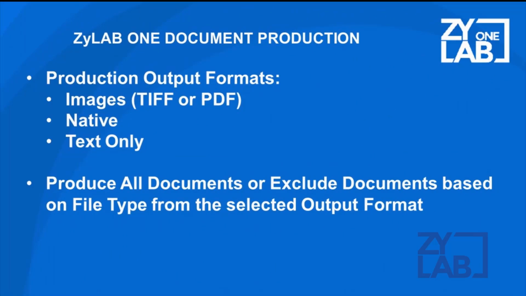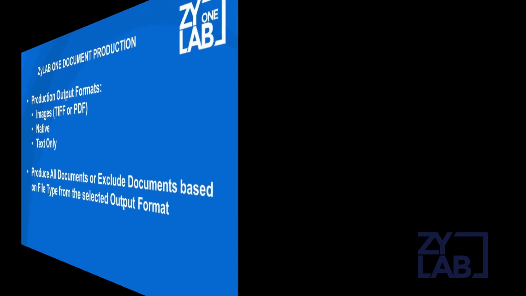Xylab offers three output formats: images, either in TIFF or PDF, native, and text. Specific settings can be applied for each of these output options. In addition, you can add exceptions and define file formats that you want to exclude from the selected production format. For instance, it has become common practice to produce spreadsheets only in native format.